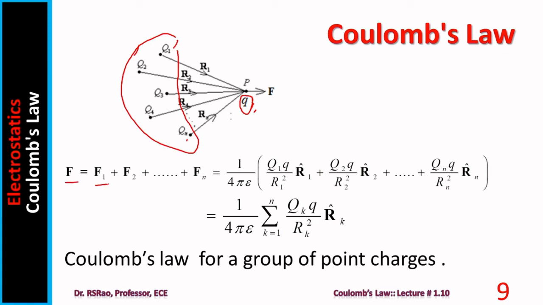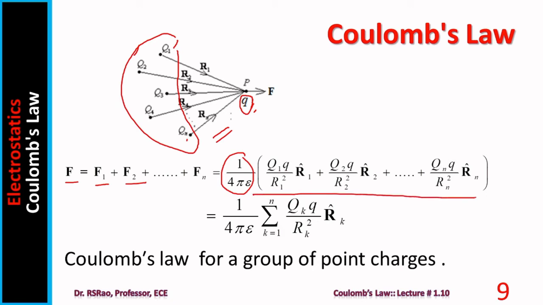The total force is F1 plus F2 and so on. F1 is the force on small q due to Q1. F2 is the force on small q due to Q2, etc. The last one is Fn, which is the force on small q due to Qn. This is the force on small q due to all these charges. We are using the superposition principle, right? F1 is, of course, 1 by 4 pi epsilon, which is common for F1, F2, etc. That's why I kept it outside. Now, F1 is Q1 multiplied by small q by R1 square, R1 cap. Similarly, F2 involves Q2, small q, R2 square, R2 cap, like that.